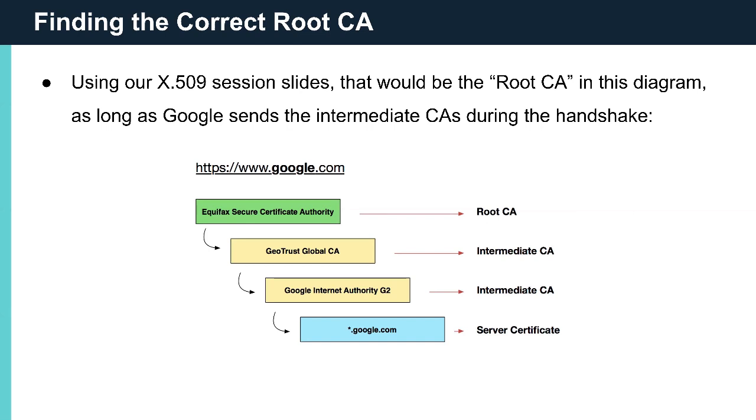So if Google sends their peer certificate at the bottom plus the two intermediate CAs, wolfSSL would just need that top green certificate loaded as a trusted root. On the other hand, if they just send their server certificate, *.google.com, then you would have to load the top three certificates all into wolfSSL as trusted CAs.